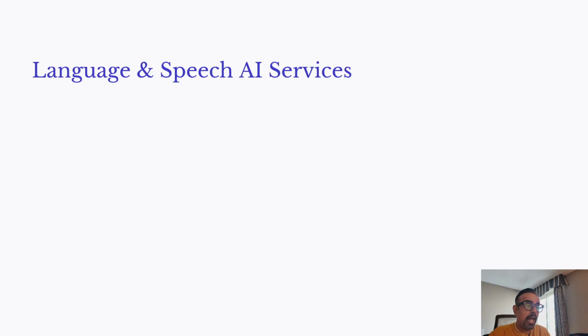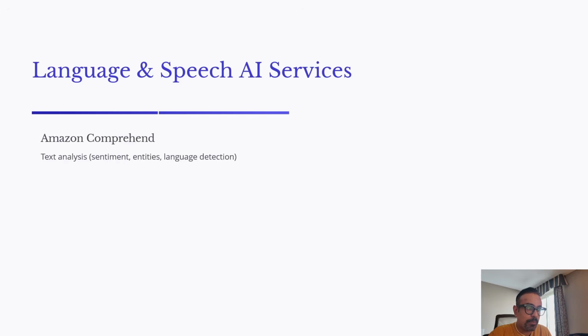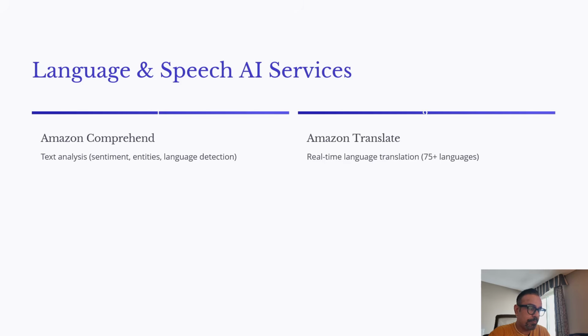Now let's explore language and speech AI services. These services process text and audio to understand, translate, and generate human language for you. So Amazon Comprehend performs text analysis including sentiment, entities, and language detection. It automatically identifies whether customers' reviews are positive or negative, extracts names and locations from documents, detects the language being used, and finds key phrases for you.